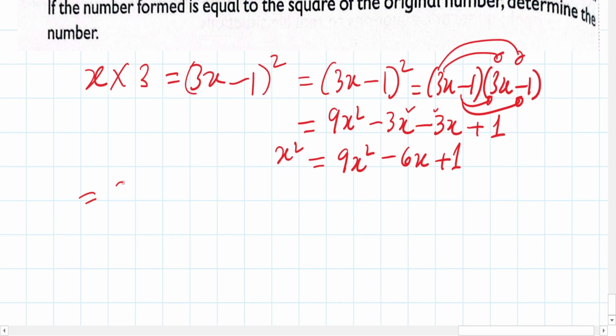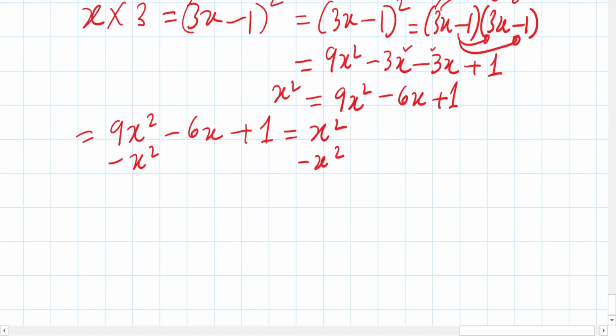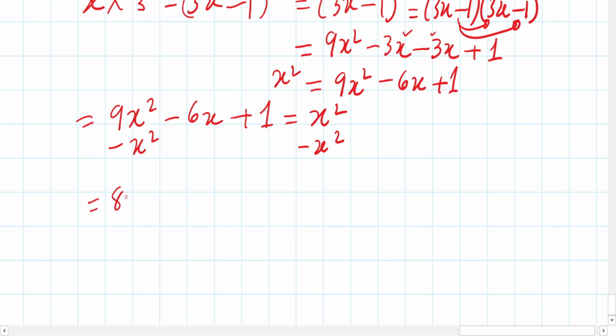So now let's write it this way. 9x squared minus 6x plus 1 is equal to x squared. Now let's move the x squared to the other side. So let's subtract x squared, and you're going to have 8x squared minus 6x plus 1 equal to 0.